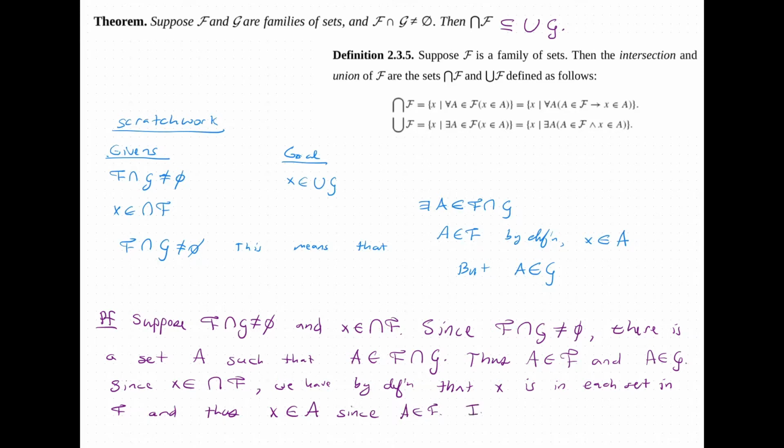In particular, x is in the union of the G's, since A is in G and X is in A. And so now we are done, because we have established that this X is in the union of the G's, and we chose it to be in the intersection of the F's. So therefore, the intersection of the F's is a subset of the union of the G's.